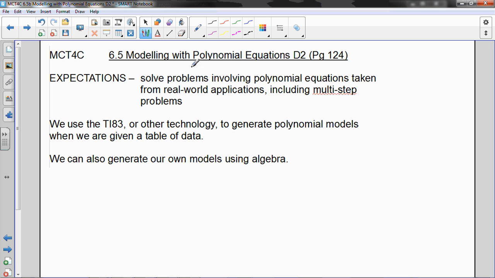Okay, there's a lesson. We use the TI-83 or other technology to generate polynomial models when we're given a table of data. Check. TI-83, we've done this. We can also generate our own models using algebra. We did this yesterday, but I have one more example that I'm going to pick up in part 2.